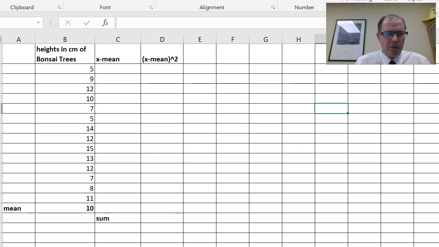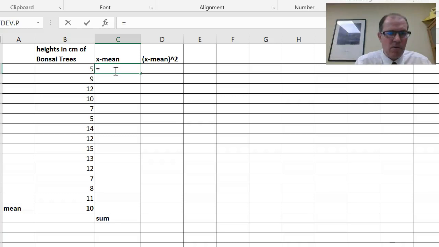So firstly, we've got this distribution of numbers, the heights of bonsai trees: 5 centimeters, then 9 centimeters and 12 centimeters. The first thing to do is to calculate the distance from the mean. I've worked out the mean, which is the sum of all the numbers divided by how many we've got, which is 14 in this case. And so I'm going to find how each number differs from the mean.